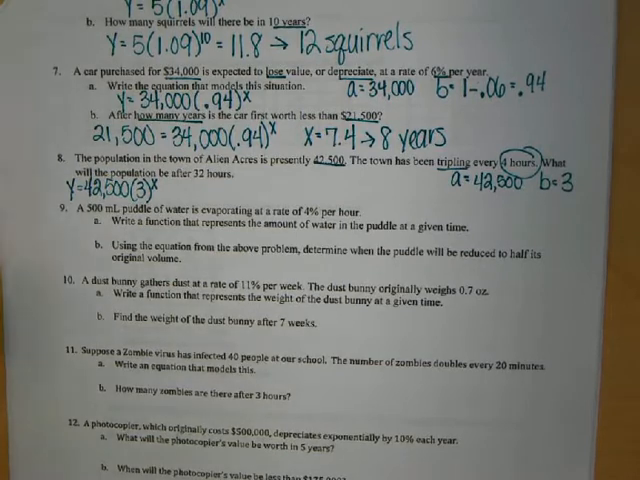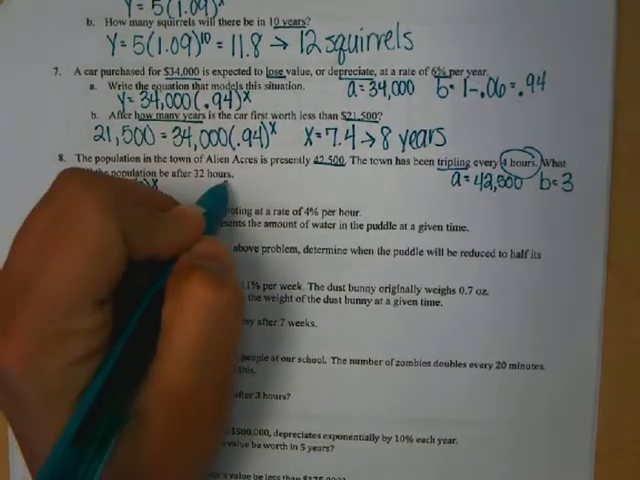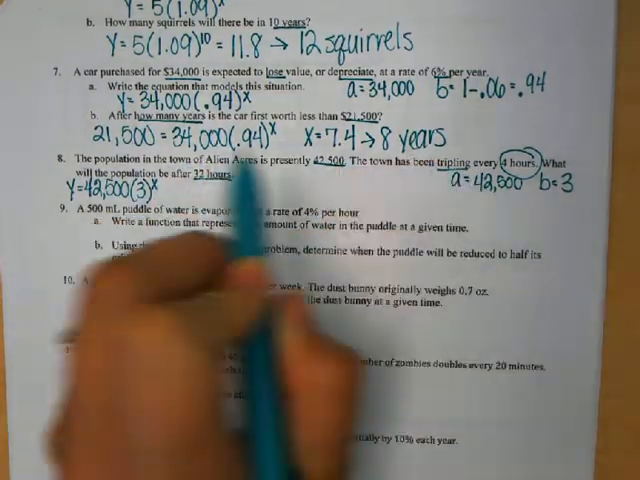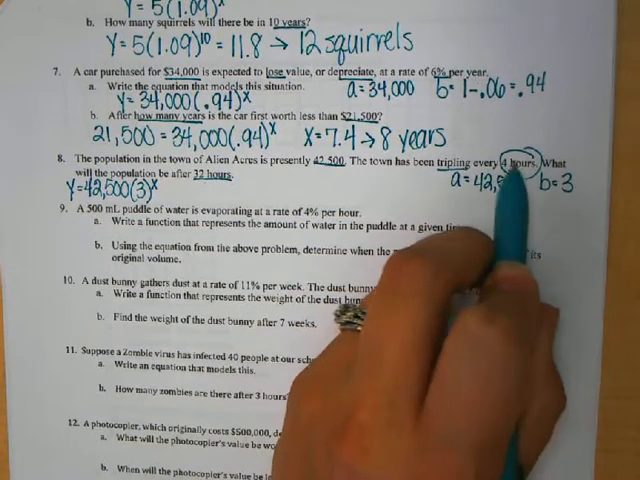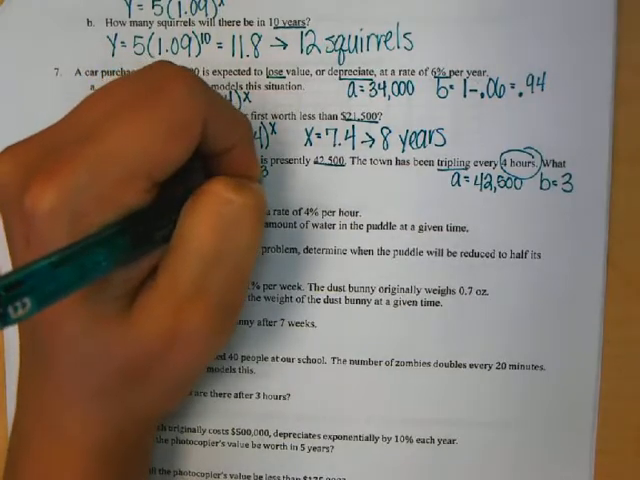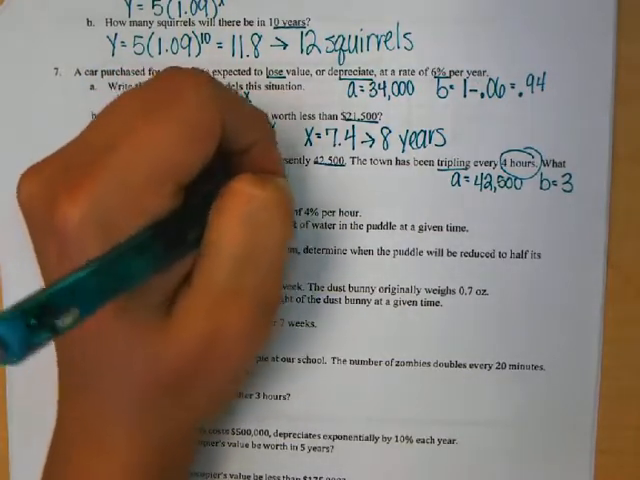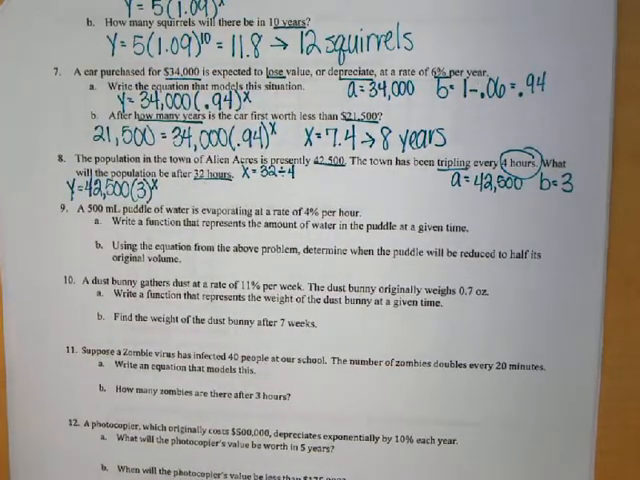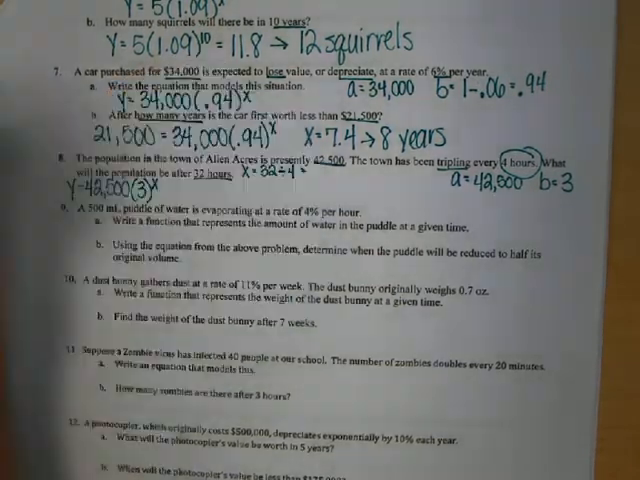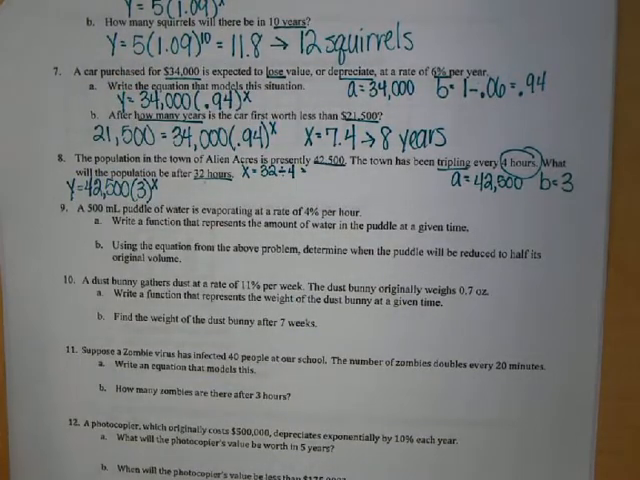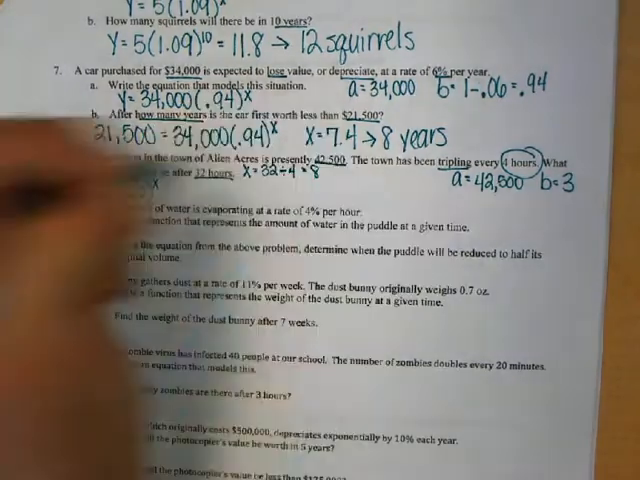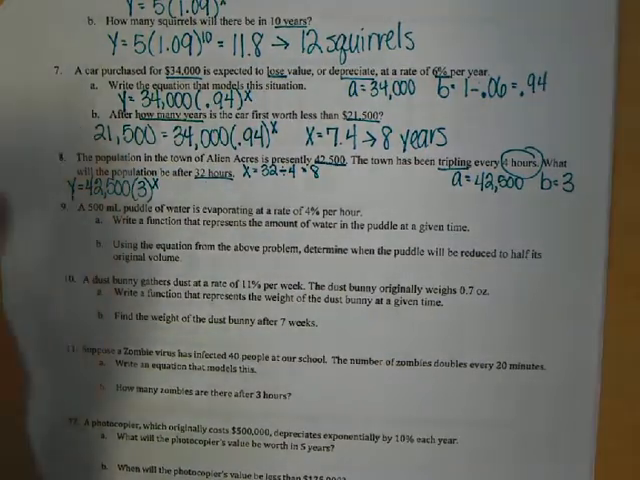Now, it asks what the population will be after 32 hours. Well, pay attention. This only triples every 4 hours. So in order to figure out what x is, I'm going to have to take 32 divided by 4. I need to see how many times 4 hours occurs in that 32-hour span. So 32 divided by 4 is going to give us 8. And then we just plug that into our x.